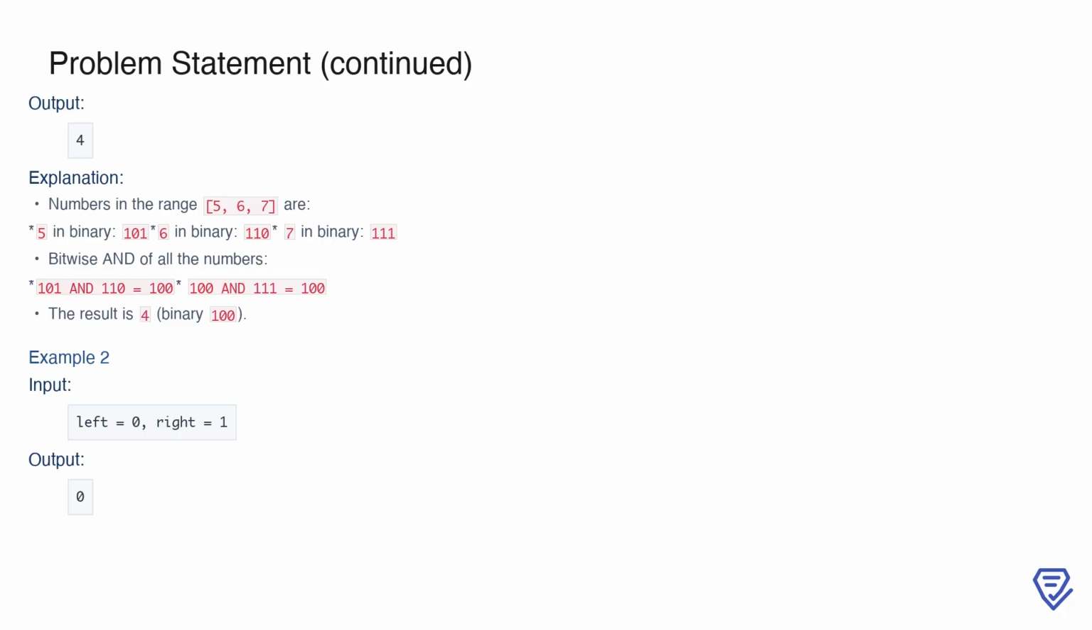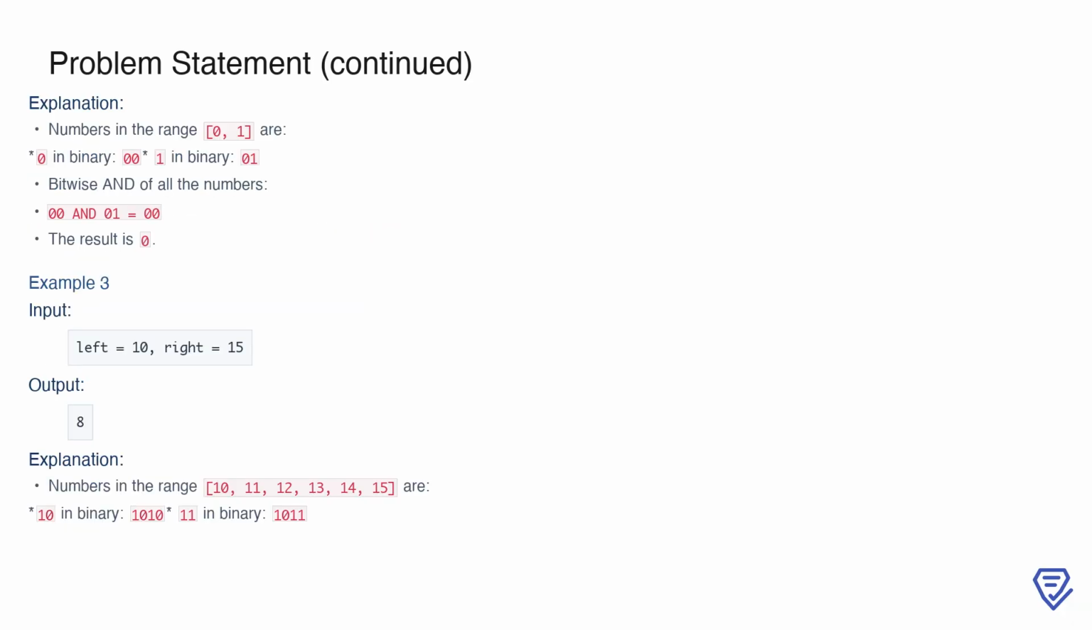Now, let's examine another example. The second example involves left equals 0 and right equals 1. Here, the range of numbers is 0, 1. Written in binary, 0 is 00 and 1 is 01. Performing the bitwise AND operation on these numbers, we compute 00 AND 01, which results in 00. Converting 00 back to decimal gives us 0.